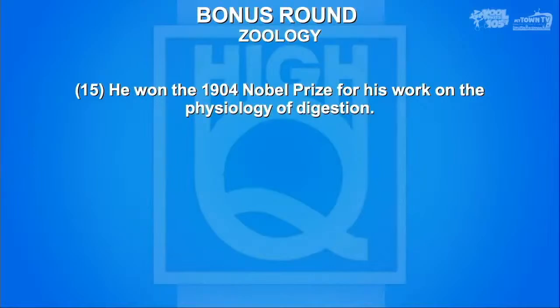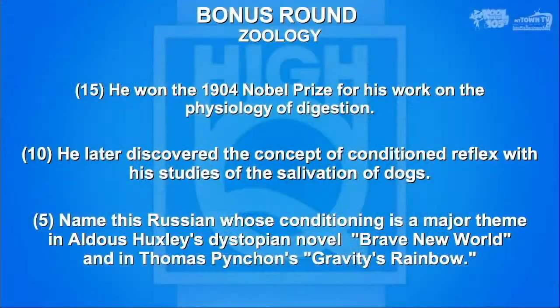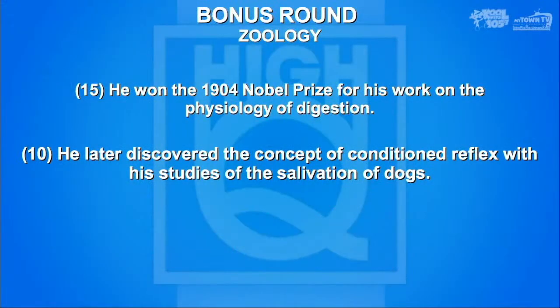And I have a zoology question for you, Russell. Here is your 15-point clue. He won the 1904 Nobel Prize for his work on the physiology of digestion. And again, remember, they have the option of passing to the 10-point clue or the 5-point clue if they're unsure. Pass. All right, here's your 10-point clue. He later discovered the concept of conditioned reflex with his studies of the salivation of dogs. Pavlov. Ivan Pavlov is right, so you pick up another 10.